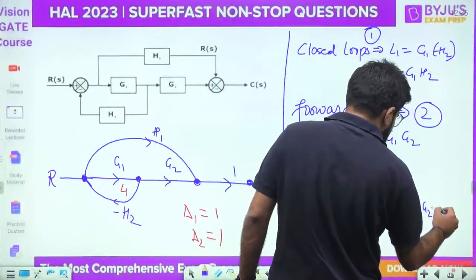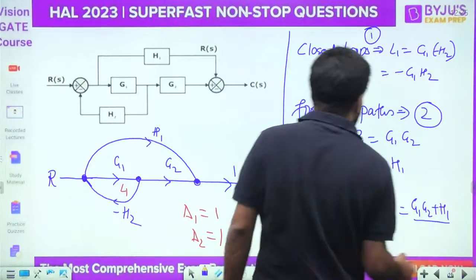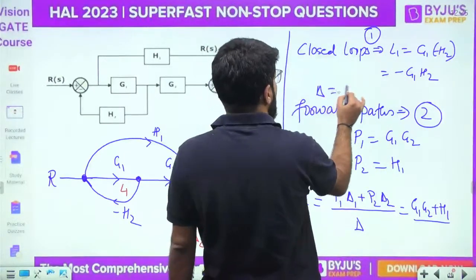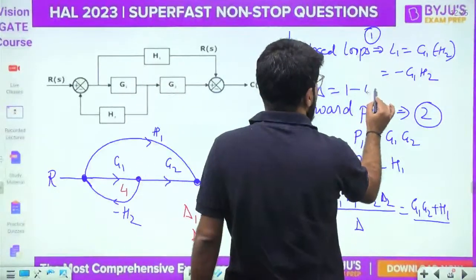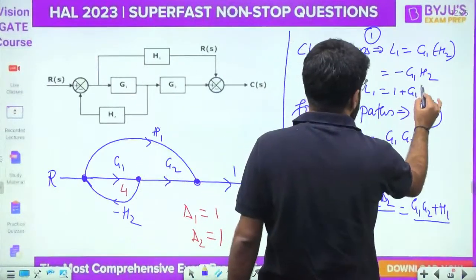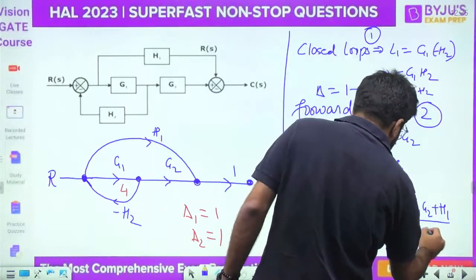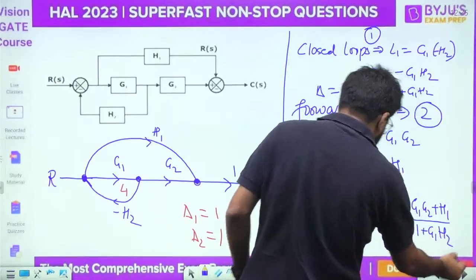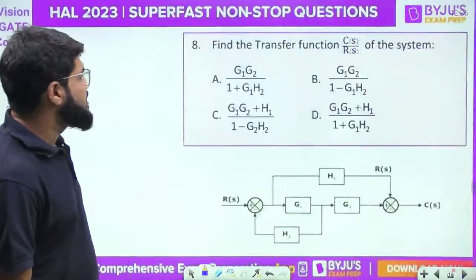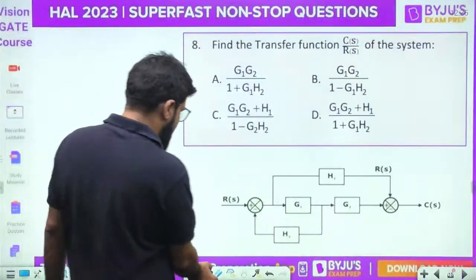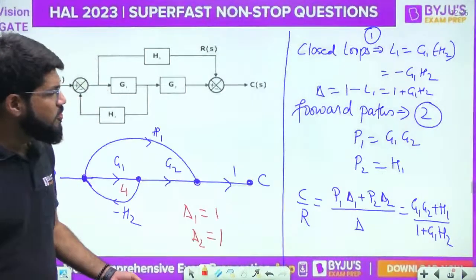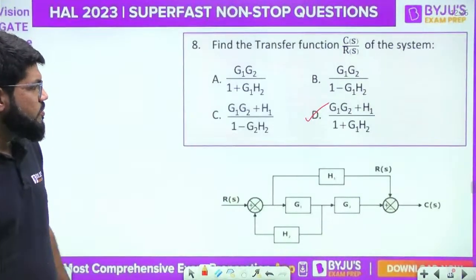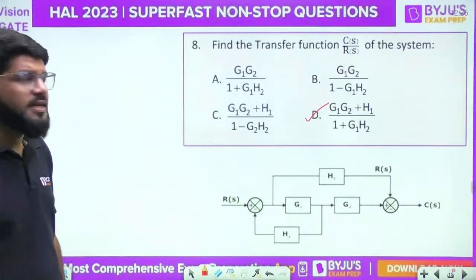That is (G1 G2 plus H1) divided by the delta. There is only one loop, so no point of touching, non-touching. Only 1 minus L1 has to be done. So that will become 1 plus G1 H2. Now we just have to match the option: (G1 G2 plus H1) upon (1 plus G1 H2), option number D. Correct answer is D.